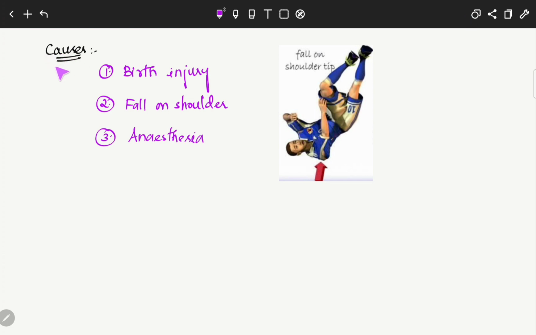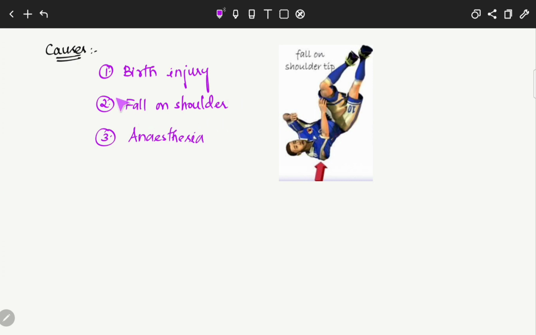Let me see what the causes of Erb's paralysis are. One is birth injury. During the delivery of the baby, the shoulder is pulled from the head. The neck and the head are sometimes moved in opposite directions. That leads to injury of the brachial plexus.